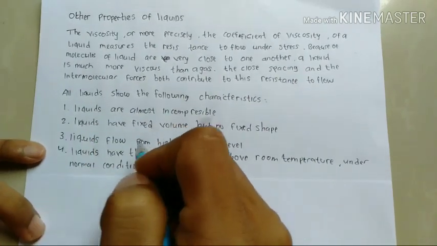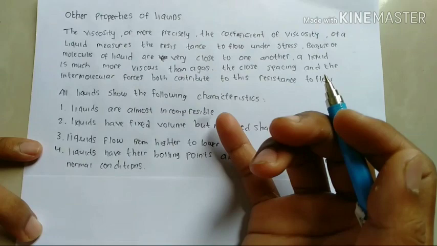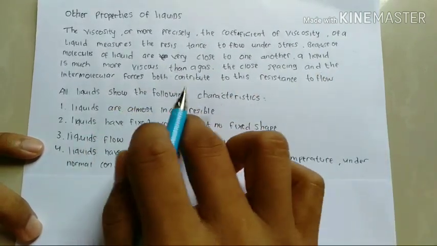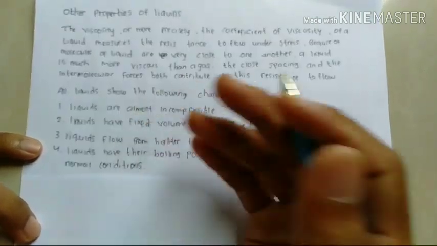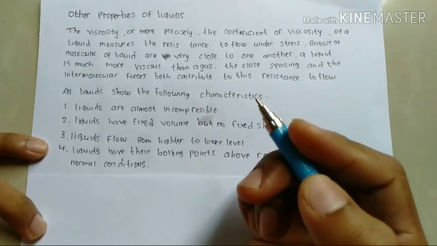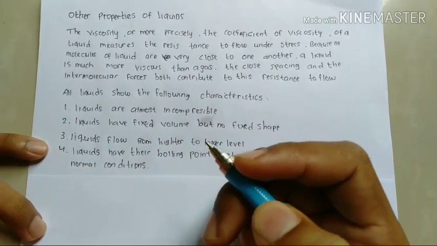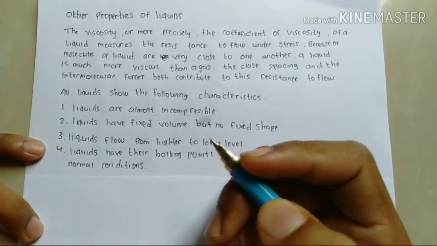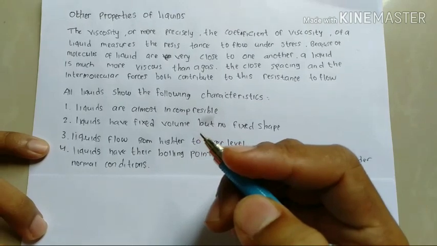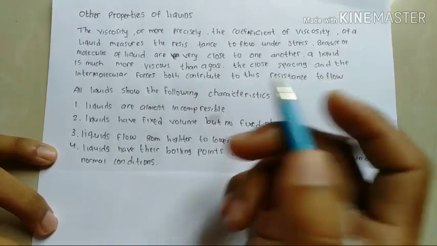1. Liquids are almost incompressible. In liquids, molecules are pretty close to each other. The molecules don't have a lot of space between them. The molecules cannot squeeze closer to one another.